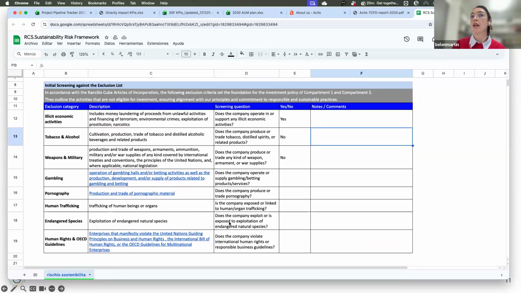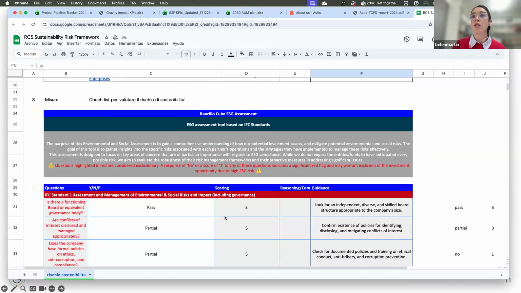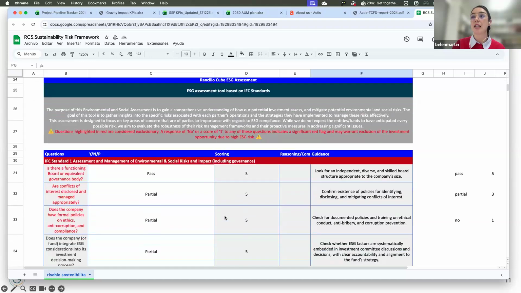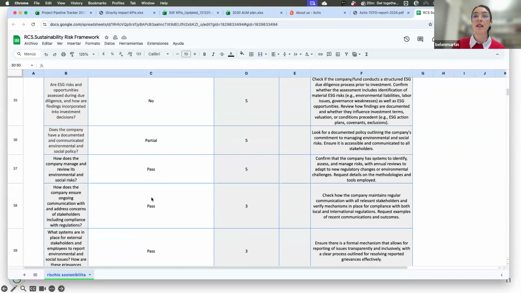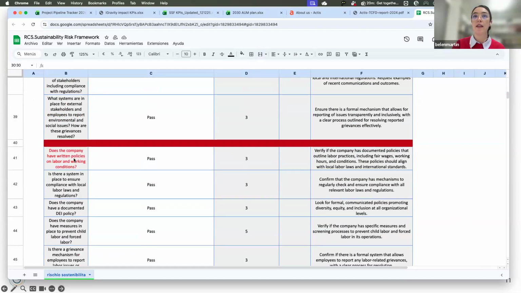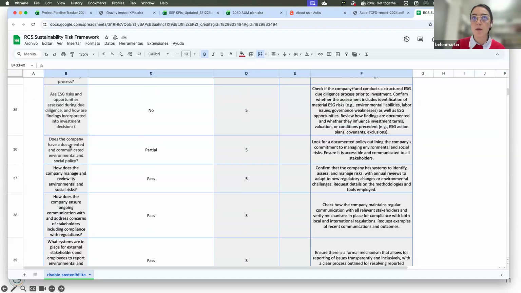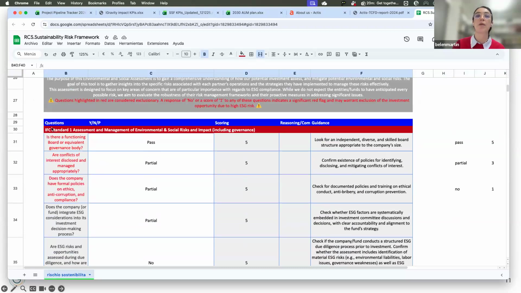So once everything is well on the initial screening from the ESG perspective, we would jump into the ESG assessment that, as we were saying right before, is based on the IFC standard. So here we have the first IFC standard, and the second IFC standard, apologies because something has happened with the format. But we will see here that these are the red questions that can be exclusionary.